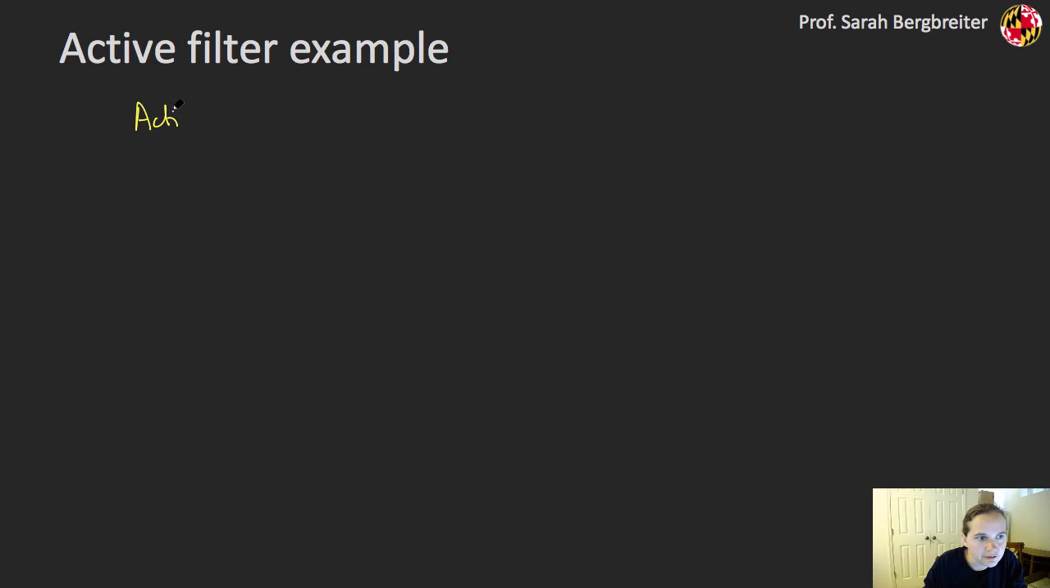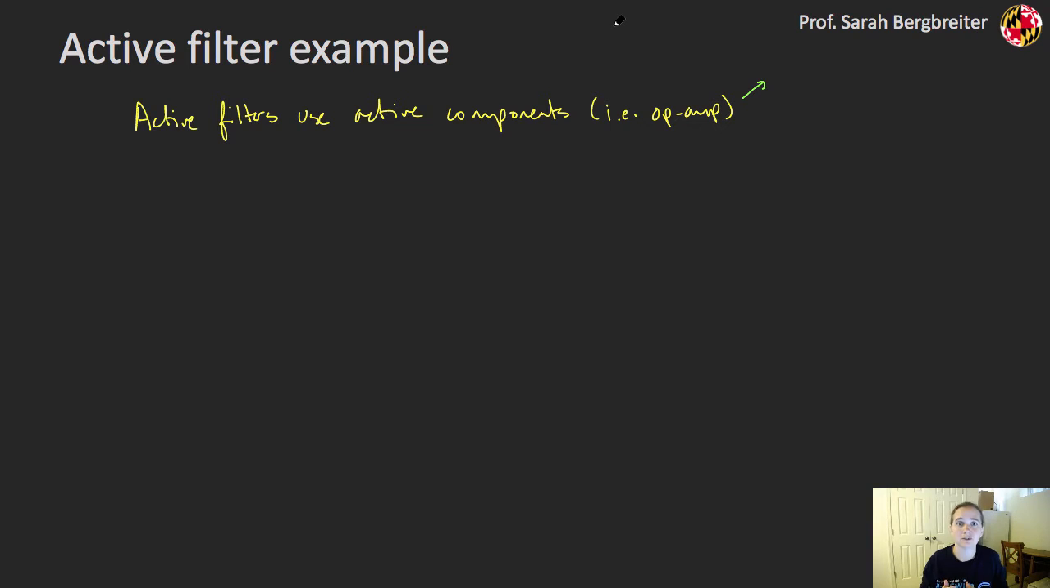Active filters use active components like an op-amp or transistors. And there are a variety of reasons why you might end up doing this. If you're trying to build a passive filter, and particularly a higher order passive filter, you're going to have to use inductors. And inductors can be very expensive, they can be hard to implement on an integrated circuit, and so often using an op-amp is the better way to go there.